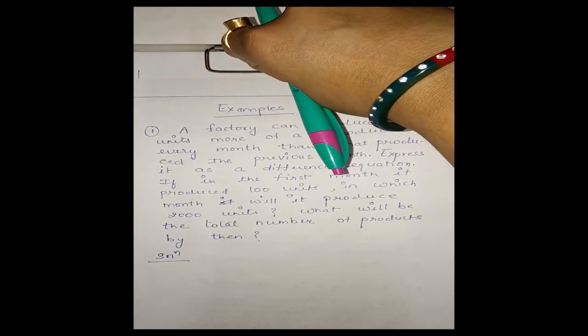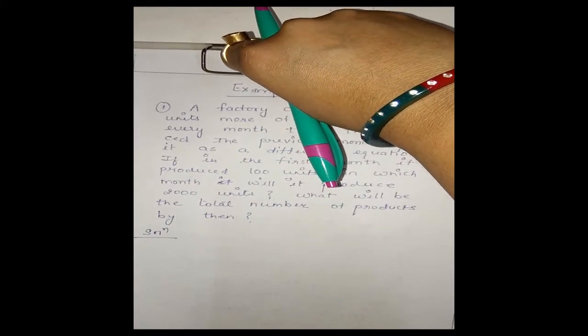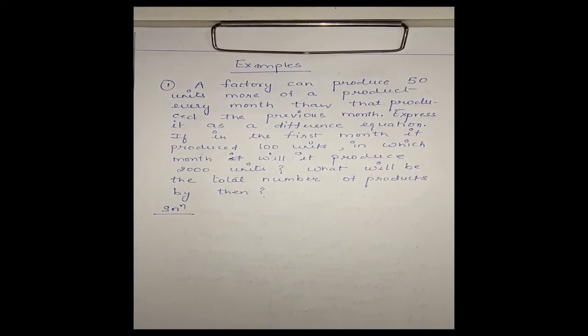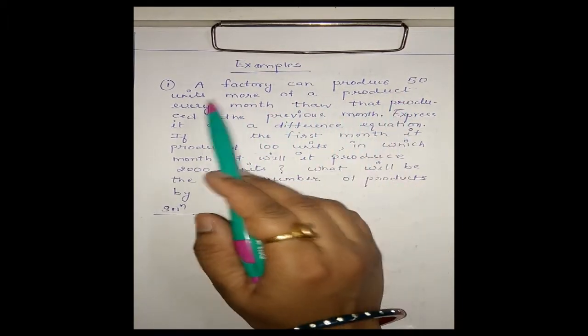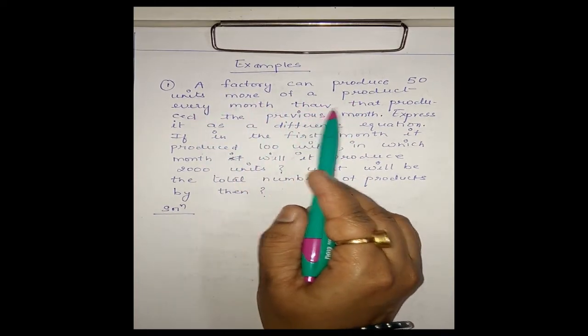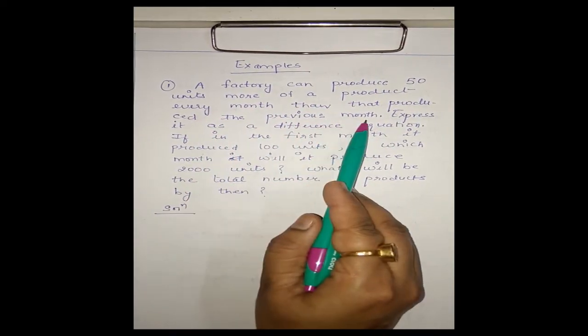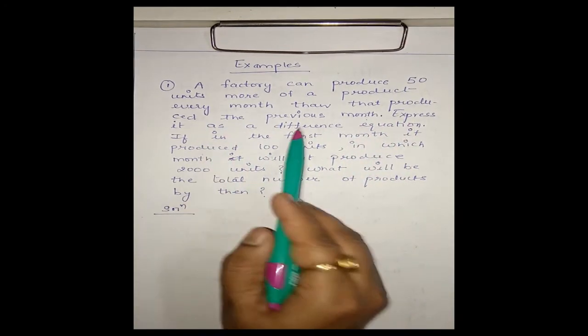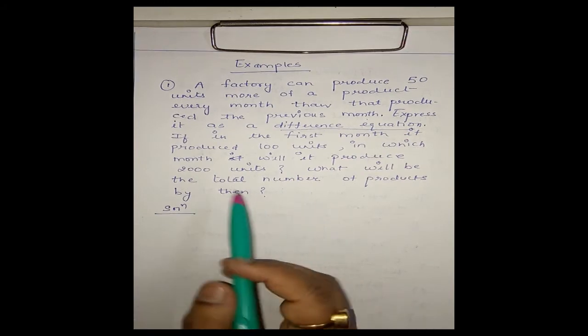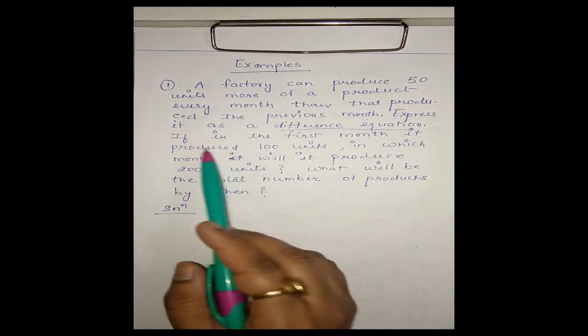Consider this example first. A factory can produce 50 units more of a product every month than that produced the previous month. Express it as a difference equation. This is our first part of the problem. Express it as a difference equation.